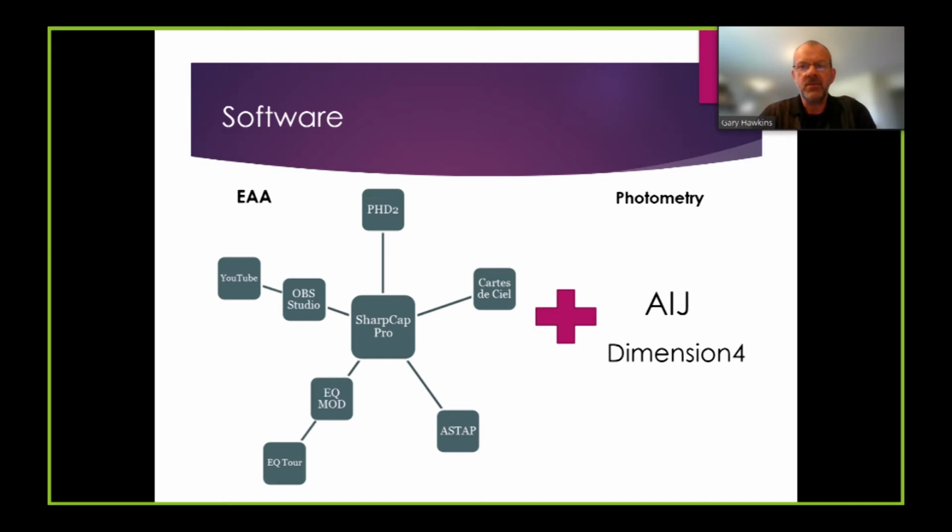And the second tool is a tool called Dimension 4 that ensures that my PC clock is always synchronized to the time standards that are widely available on the World Wide Web. So I have accurate time measurements, and accurate time measurements are critical for photometric measurement. All of the programs that I'm using are open source, except for SharpCap Pro.